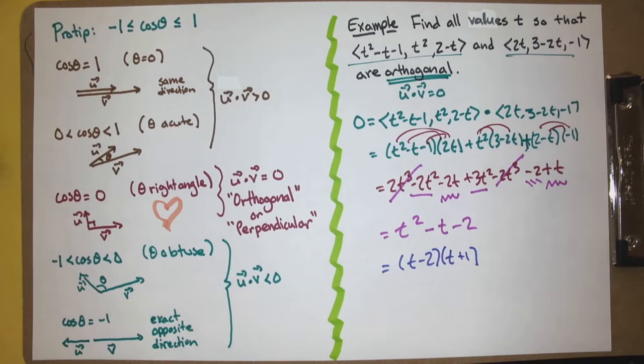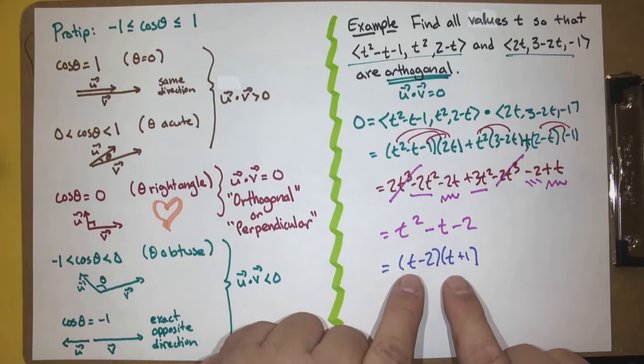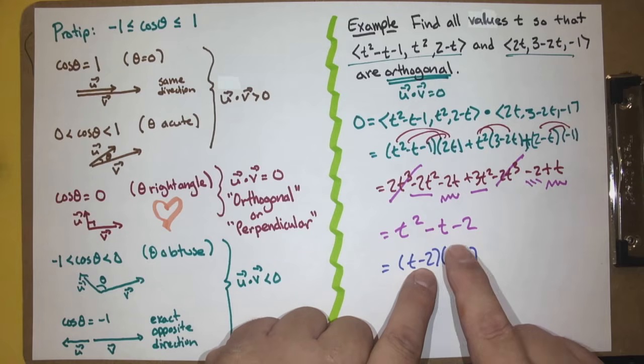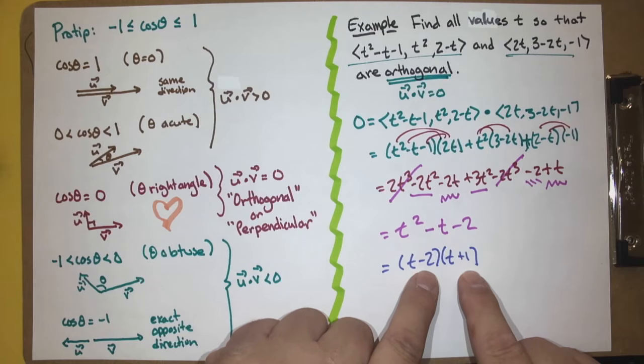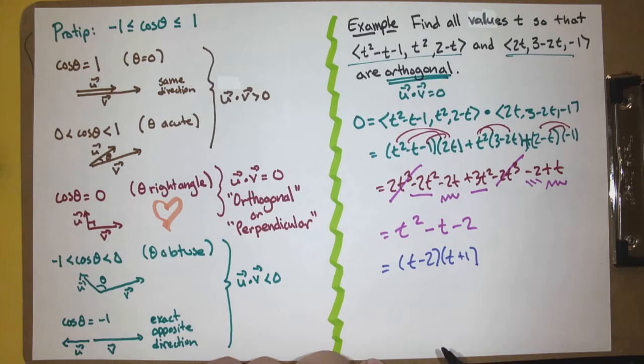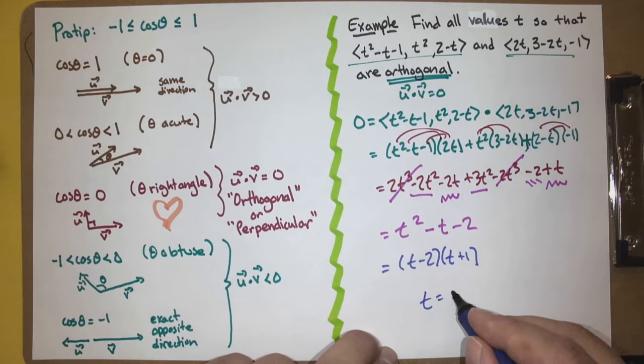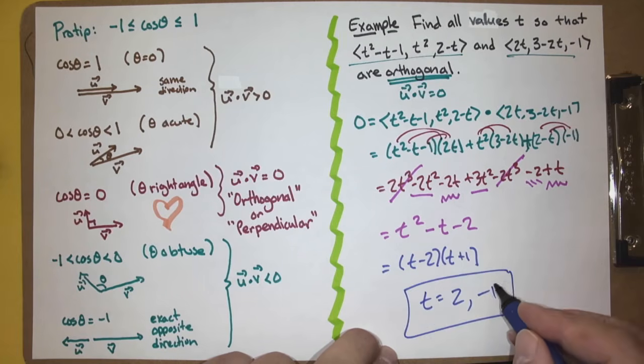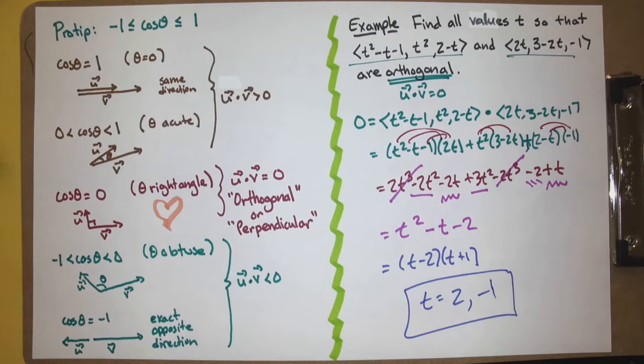I claim it does. T minus 2 times t plus 1, check it out. T squared, good. T minus 2t, minus t, and minus 2. So, what does that tell us about t? 2 or minus 1. And there you go. Nice. All right. Now, one last idea for today.